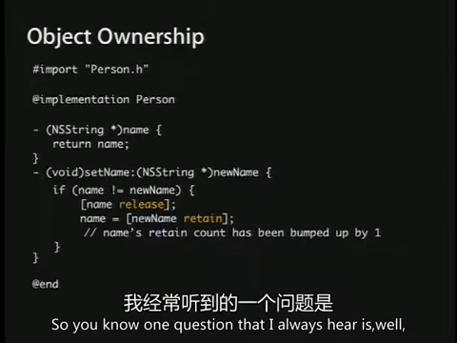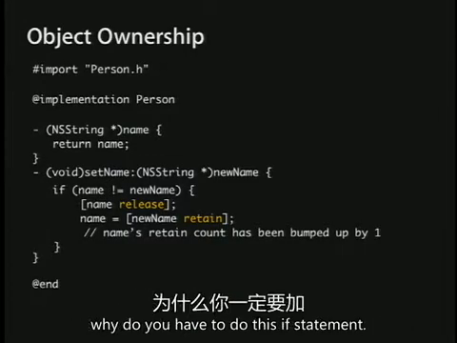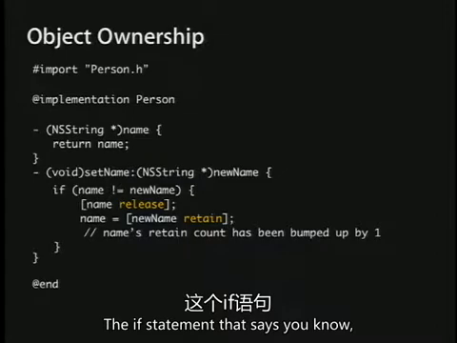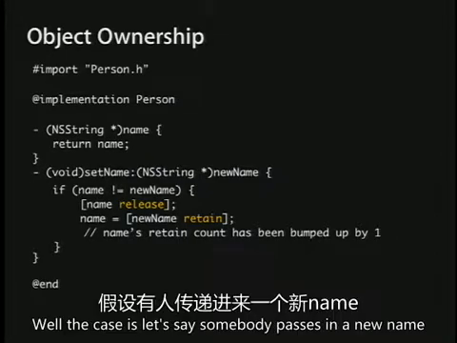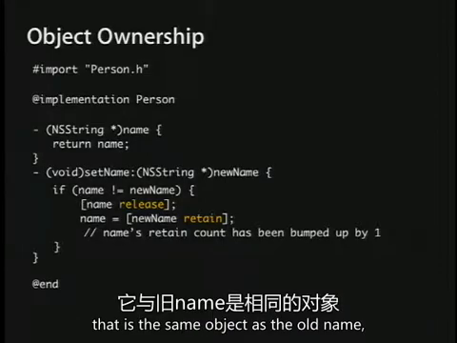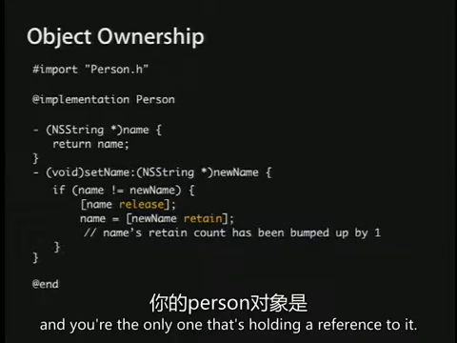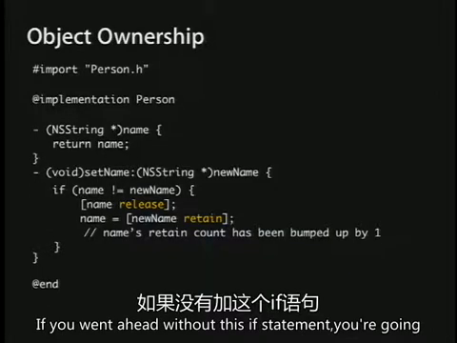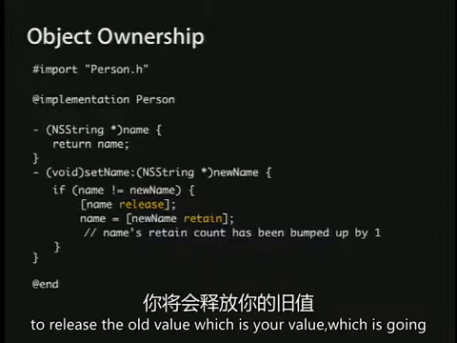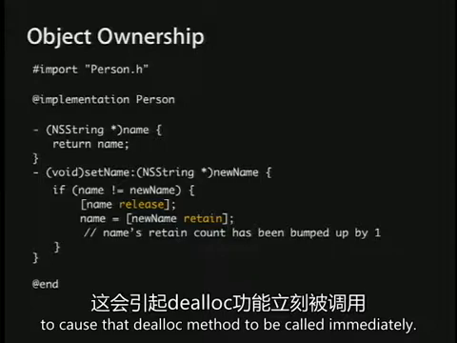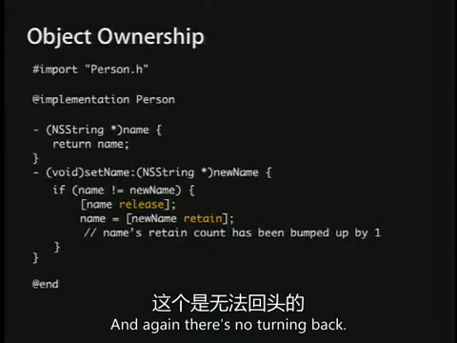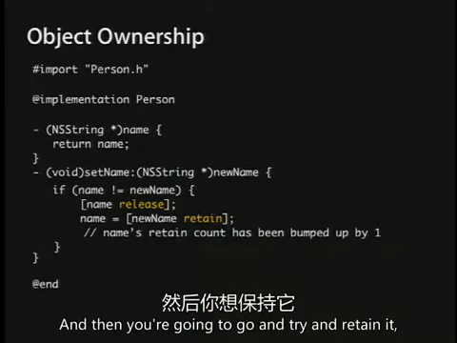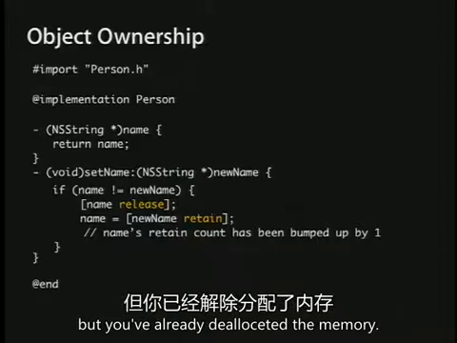So, one question I always hear is, why do you have to do this if statement? Why not just go ahead and do it? Well, let's say somebody passes in a new name that is the same object as the old name, and you're the only one that's holding a reference to it. Your person object is the only one holding a reference to it. If you went ahead without this if statement, you're going to release the old value, which is your value, which is going to cause that dealloc method to be called immediately. And again, there's no turning back. And then you're going to try and retain it, but you've already deallocated the memory.